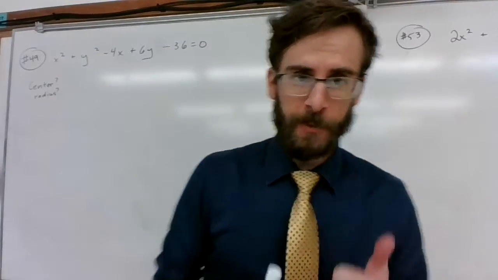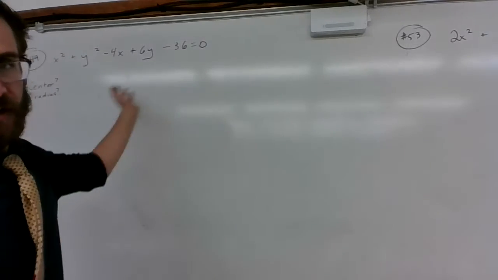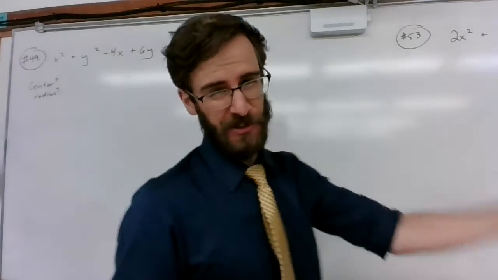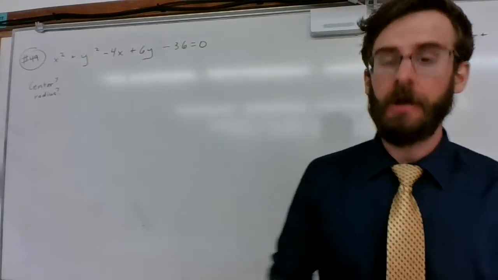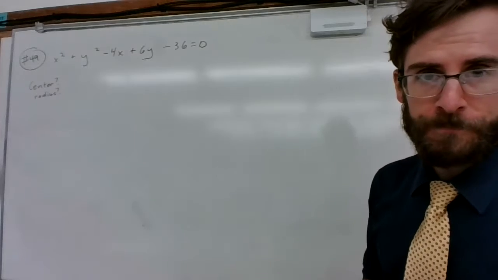Okay, part 3. Here we go. You're given an equation that seems to be all mixed up. Doesn't have any kind of order to it at all. There's x's, y's, y squareds, x squareds. Everything's messed up. And it's asking for the center and the radius of the circle.